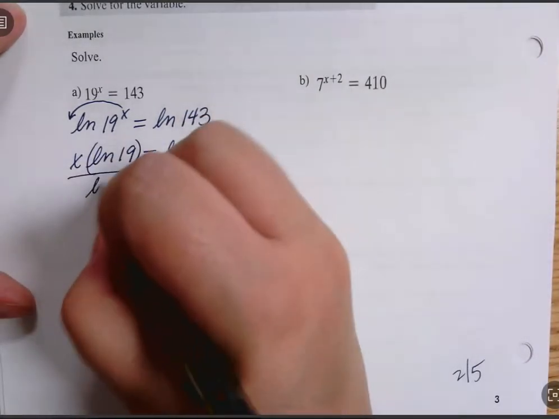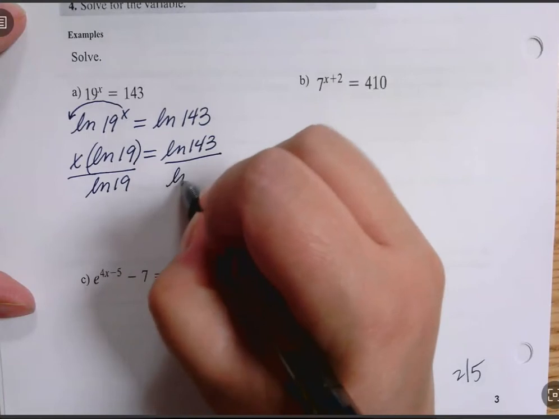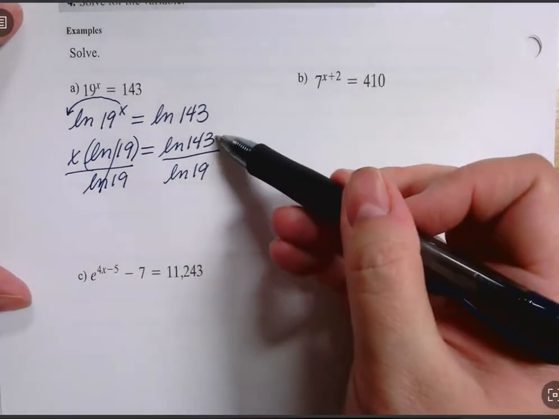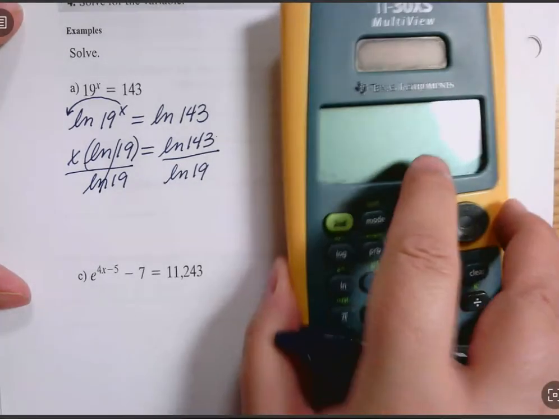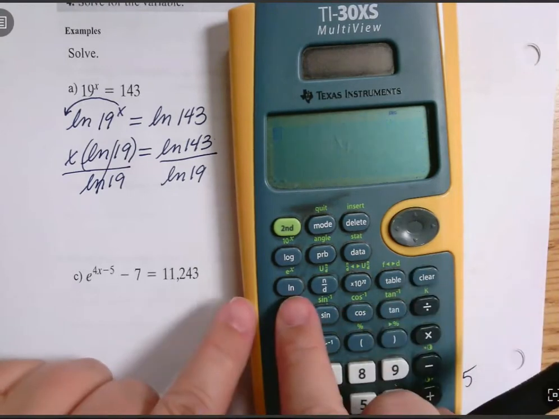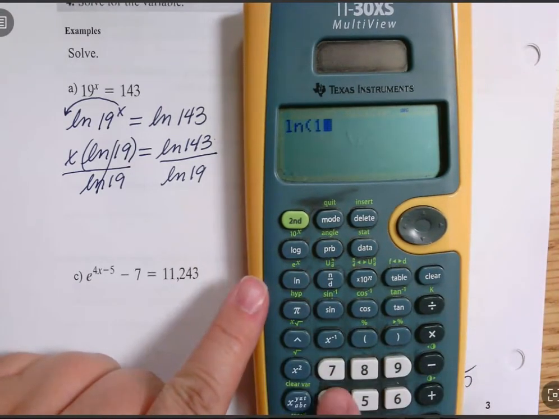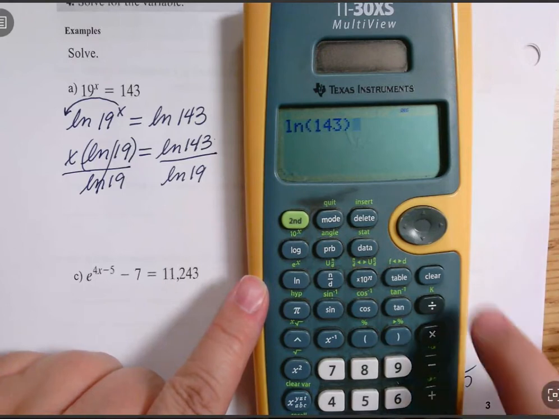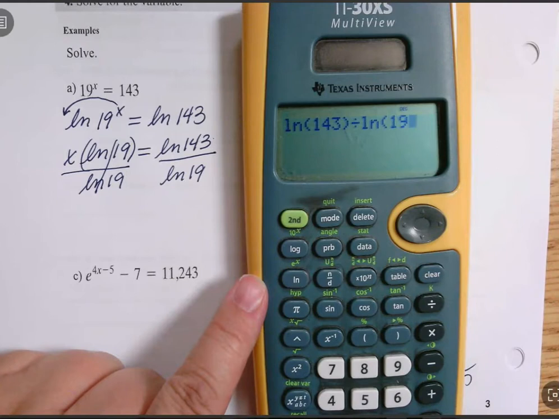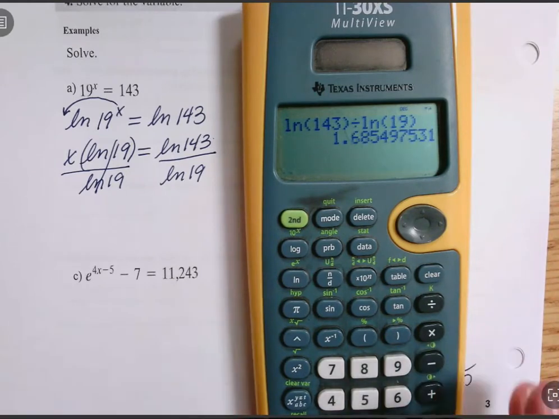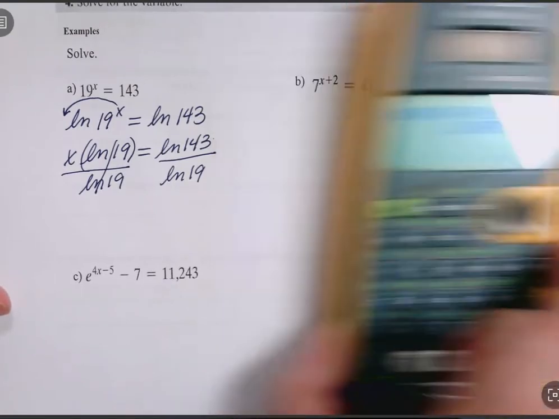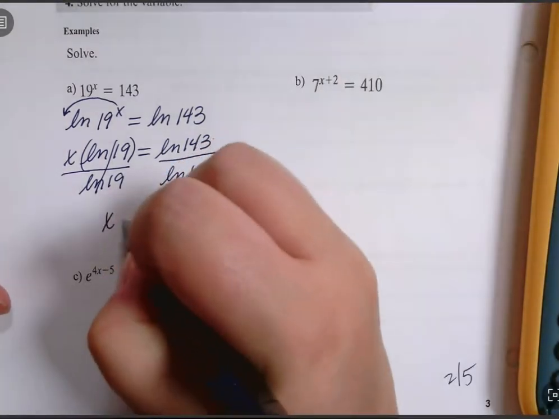So if I want to get x alone, which is what solving is all about, that'll do it. x equals the natural log of 143 over the natural log of 19. Here's why we're using natural logs: because natural logs can be put in the calculator. So natural log of 143, don't forget to close your parentheses, divided by natural log of 19. And I get 1.685. Let's go to the hundredths place, so that would be 1.69. So x is approximately 1.69.